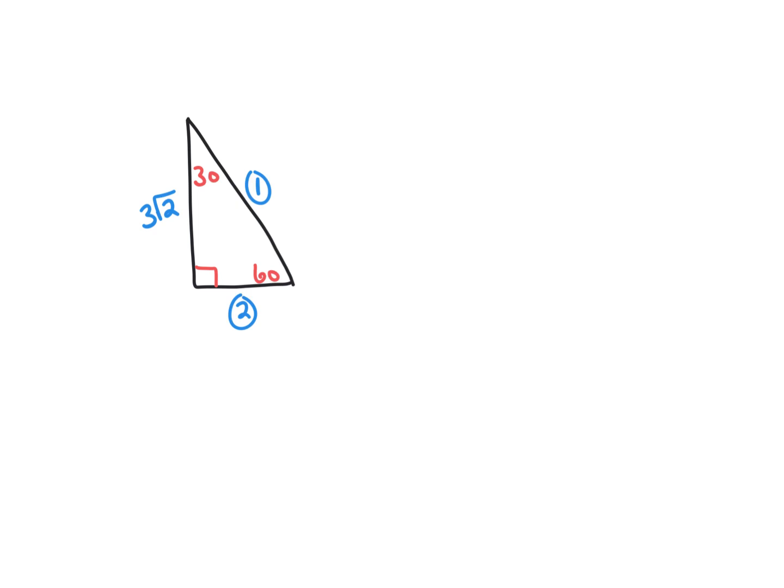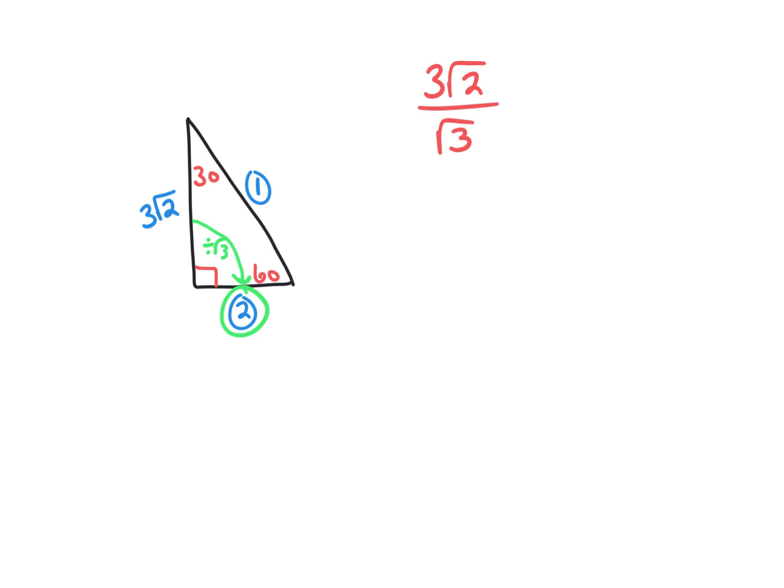On this one, doesn't matter out of my 2 missing sides which one I find first. Which one do I have to find first? Yep. My number 2 here. Gave us the long leg. How do I go from long leg back to the short leg? Divide by square root of 3. Yep. So I'm going to take 3 square root of 2. Divide that by square root of 3.